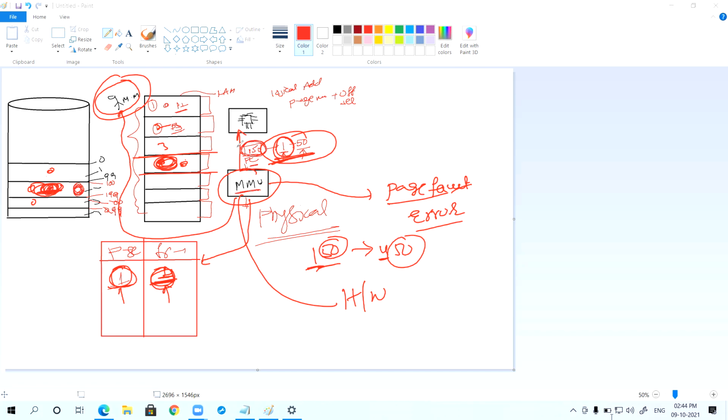Now can you tell me, in this entire process, what are we trying to do? We are trying to avoid wasting RAM space unnecessarily. The RAM space is utilized properly. The entire process is not going to be loaded into the RAM for execution; only a part of the process is going to be loaded.